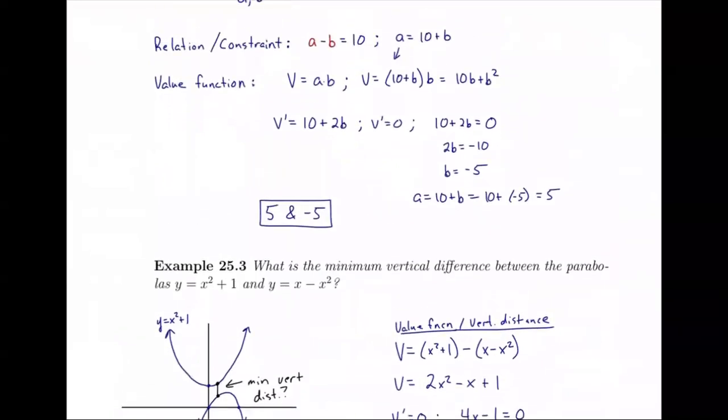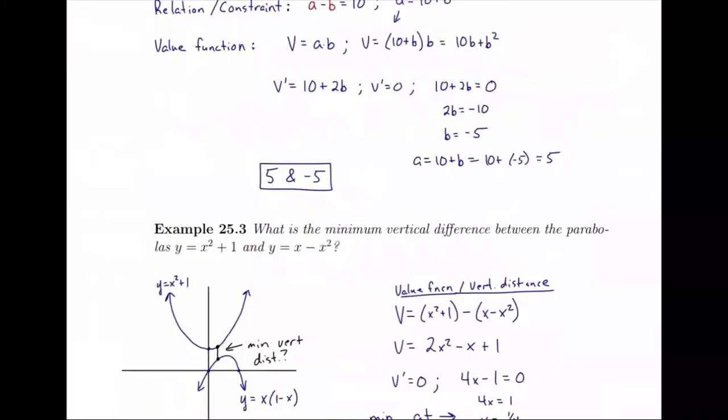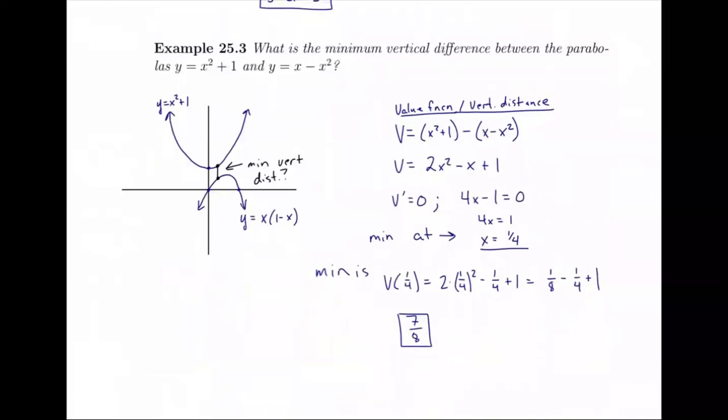Yeah, so you don't typically need to do that, but it's worthwhile to think about that as an option. Okay, so getting a little bit more complicated, let's look down at this second example. What's the minimum vertical difference between the parabolas y equals x squared plus 1 and y equals x minus x squared?